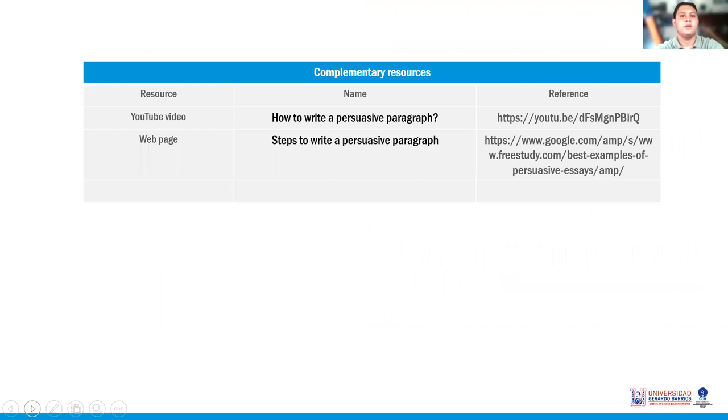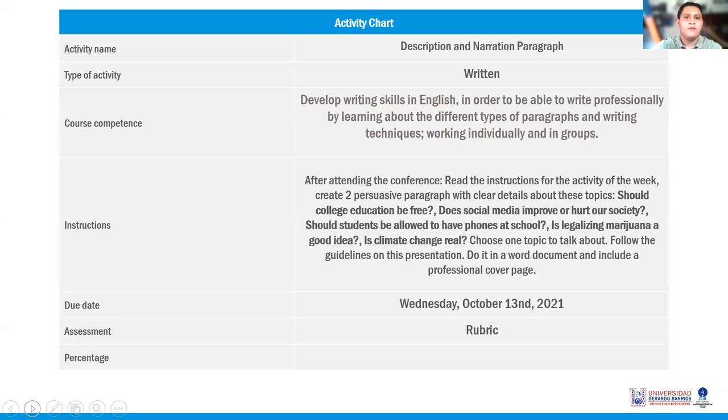And here we have the complementary resources. I put a video and a web page to see if you want more information about persuasive paragraph. And here we have the activity. The instructions are, after attending the conference, read the structure for the activity of the week. Create two persuasive paragraphs with clear details about these topics.